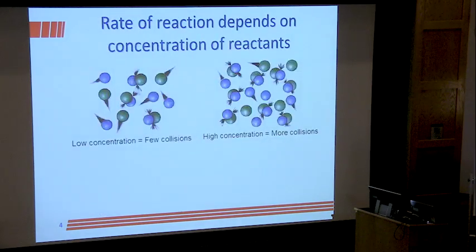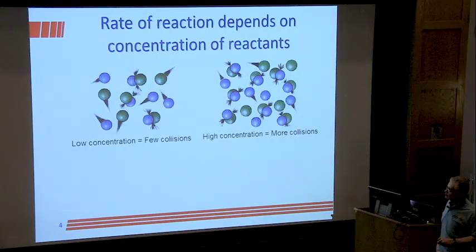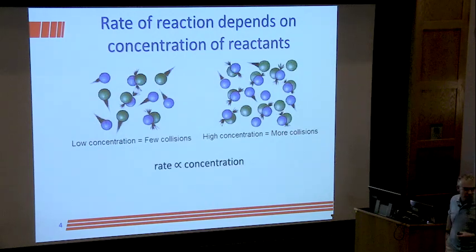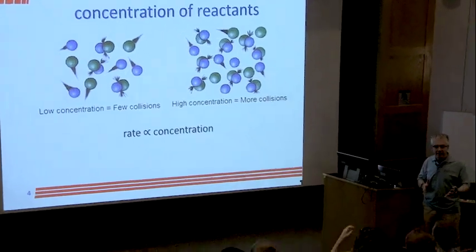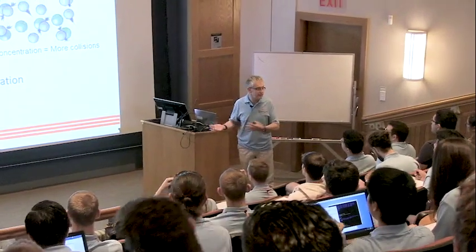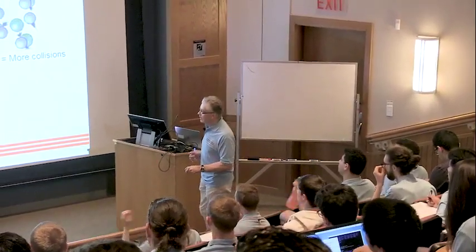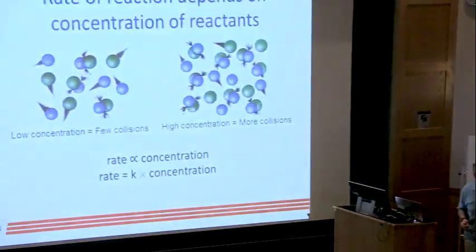Okay. So if we look at the rate of reaction, it depends on the concentration of reactants. And this picture is actually taken from Wikipedia, okay? If we have low concentration, we have few collisions. High concentration, we have more collisions. And that makes sense, okay? So we can say the rate of reaction is proportional to concentration. And I think with the picture, we can just see that, right? It's logical, all right? But we know also that if something is proportional to something else, then that something is equal to a constant times that something else, okay? And so the rate is equal to the rate constant times concentration, okay?